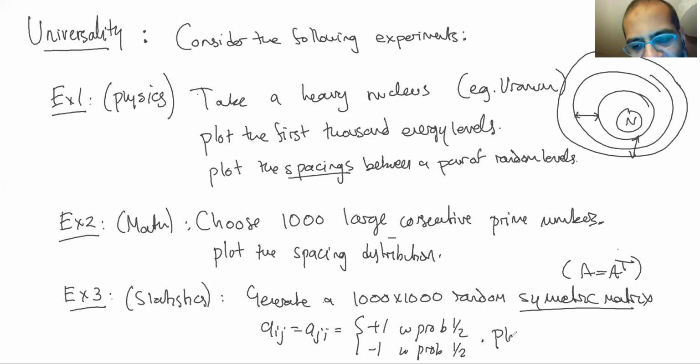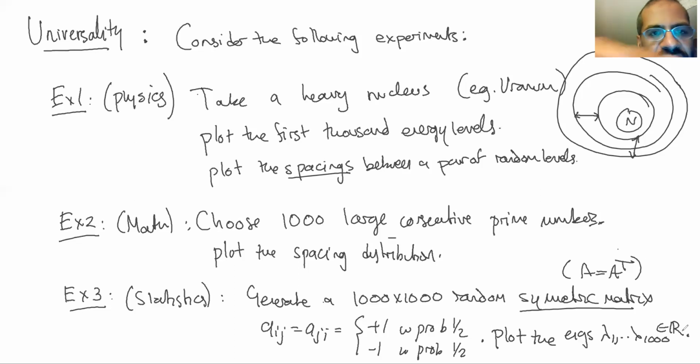And now plot the eigenvalues, which are going to be 1,000 numbers, which are actually going to be real, as we'll prove in a couple of lectures. We have a symmetric matrix, so the eigenvalues are real. We haven't proved that yet, but we will. So these are 3 different experiments from very different walks of life. One is from physics, one is from math, the other is from probability or statistics. And what should the energy levels of a nucleus have to do with prime numbers, and what should that have to do with eigenvalues of a random matrix, right?